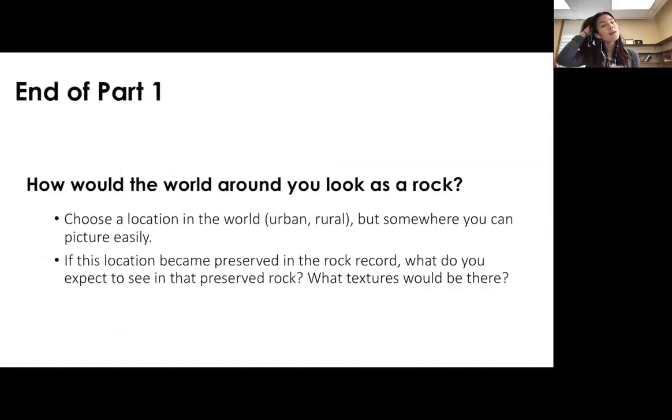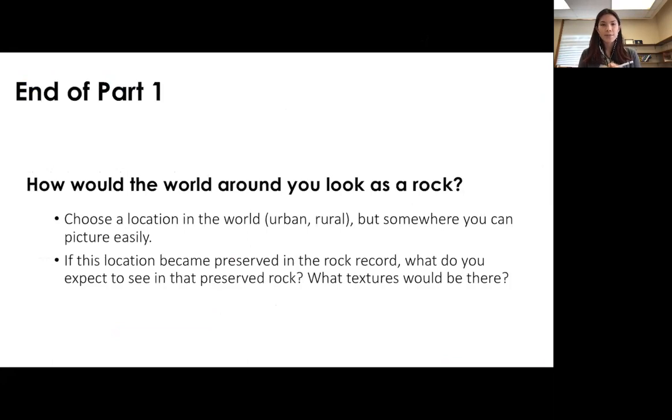Okay, so that ends our clastic rock section. In part 2, we'll look at the chemical sedimentary rocks, and then we'll play around with uniformitarianism to try and draw out some paleo environment reconstructions.